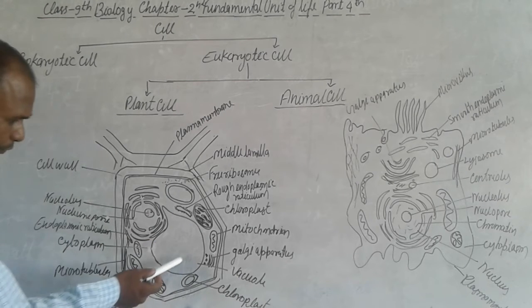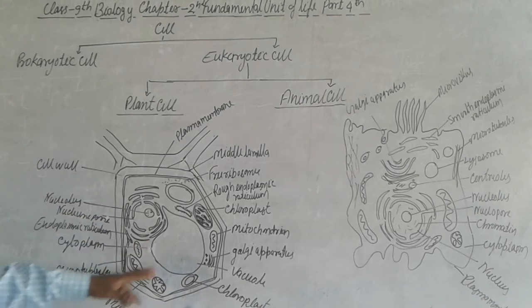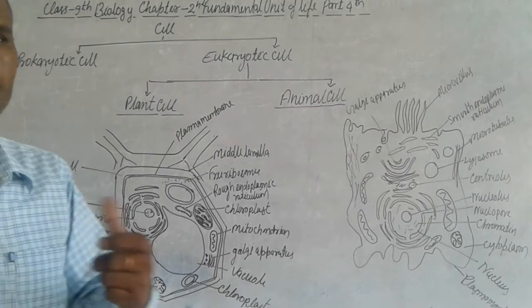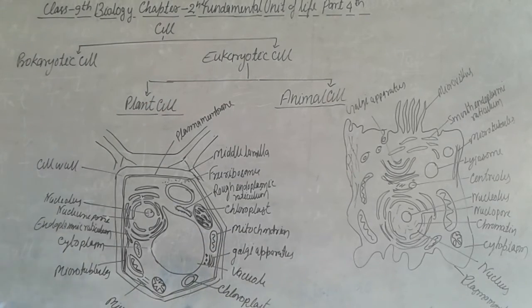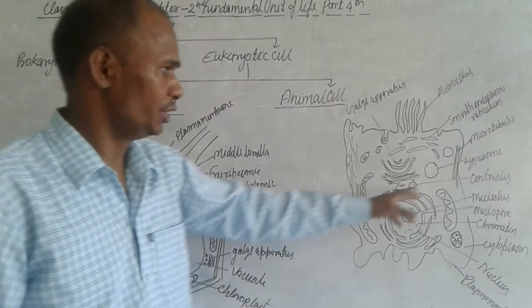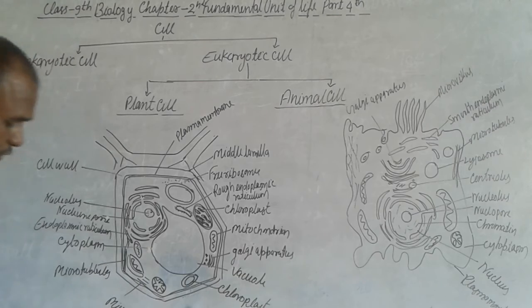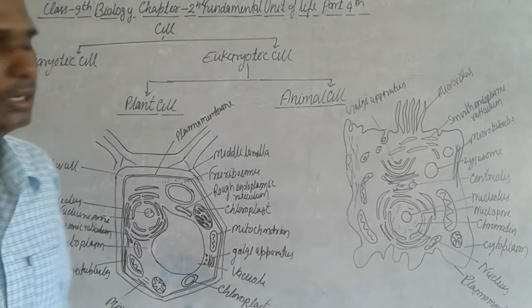And again the vacuole: there is a large vacuole in the plant cell, and in the animal cell there are small vacuoles. And centrioles occur in animal cells. So this is the difference between plant cell and animal cell.